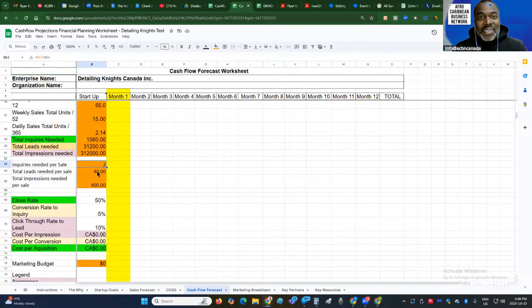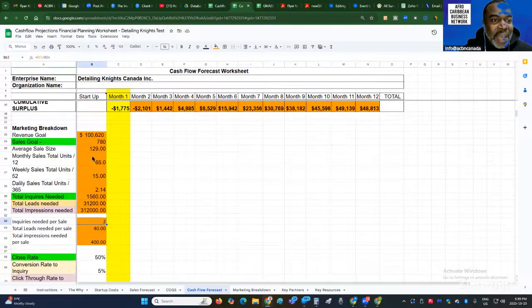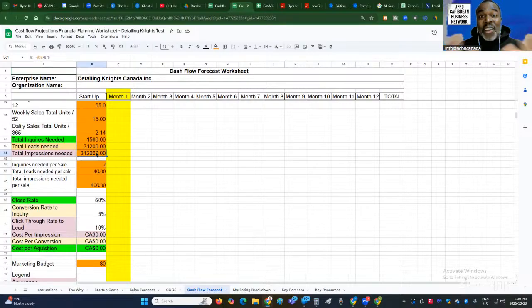When somebody calls us or goes to our booking page, we have a 50% close rate. So that means every person that calls me and is interested in getting a car clean, I can close half of them. So it takes me talking to two people to get that one sale. So if we know that, that means for the entire year, 312,000 people need to see our advertisements or our Facebook ads.